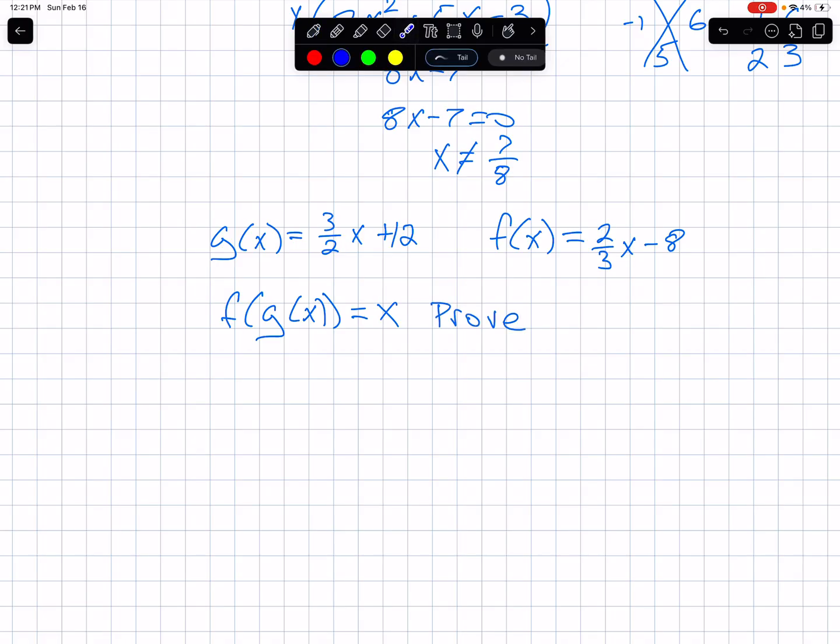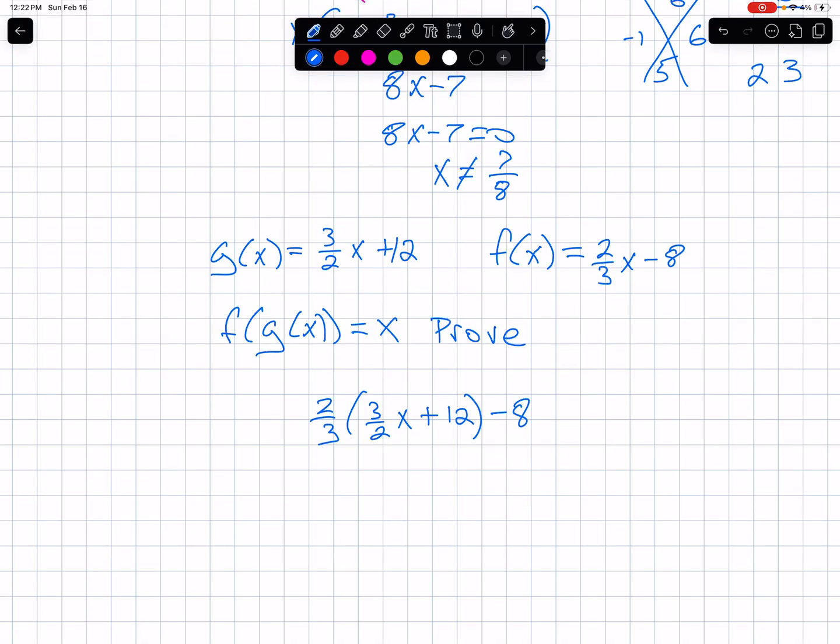So basically, what does that mean? That means g goes into f, right? So I take all of g, where I see x right here, I write g instead. So it looks like this: 2/3 times 3/2 x plus 12, minus 8. And then the 2/3 and the 3/2 cancel.